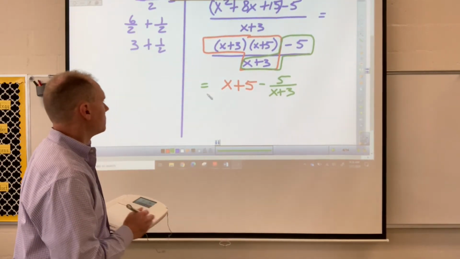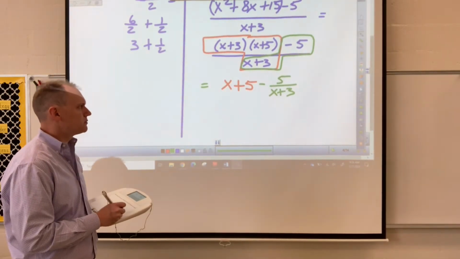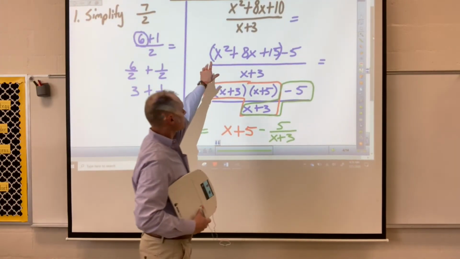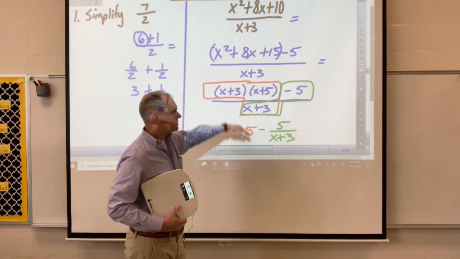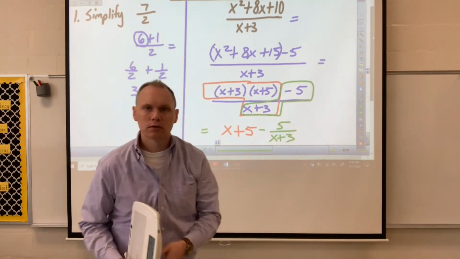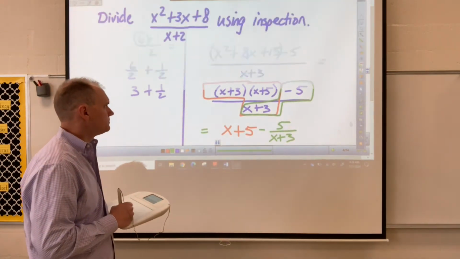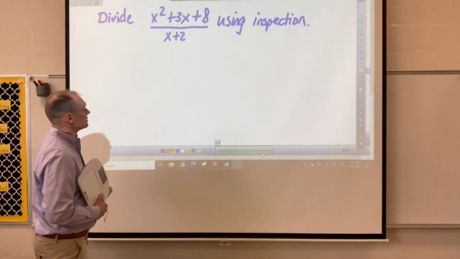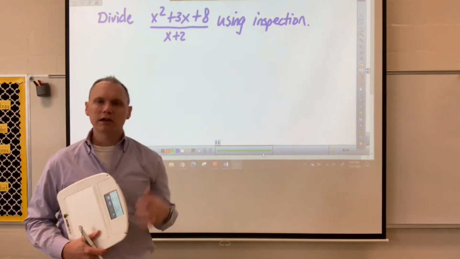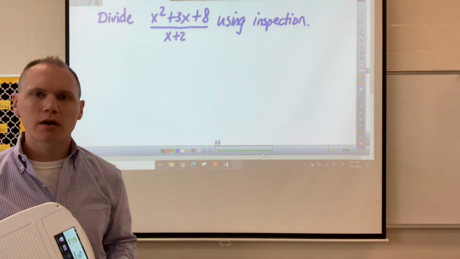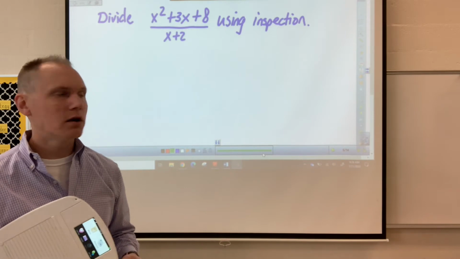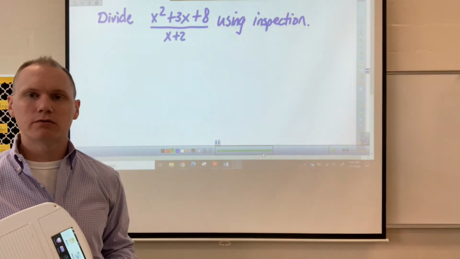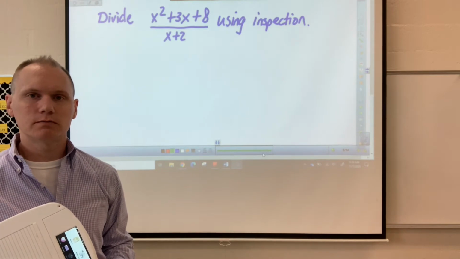So this is what we call division by inspection. We're inspecting how we could rewrite the numerator so that we could simplify and reduce. All right, so let's try another one. It says use x squared plus 3x plus 8 divided by x plus 2. So take a minute and see if you can try to factor the numerator by rewriting it first, so that it reduces with x plus 2. See if you can do that.